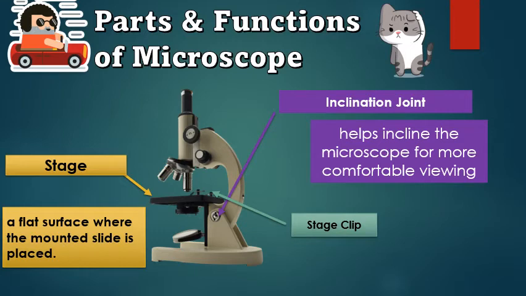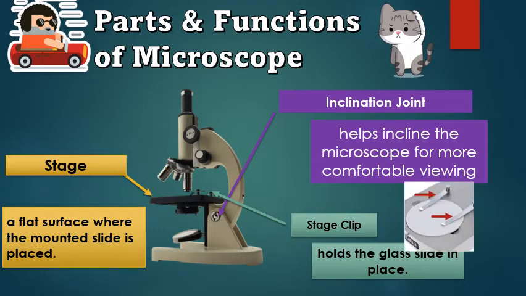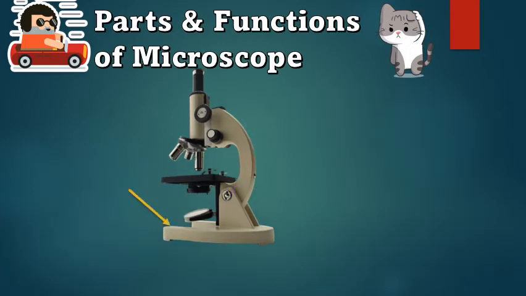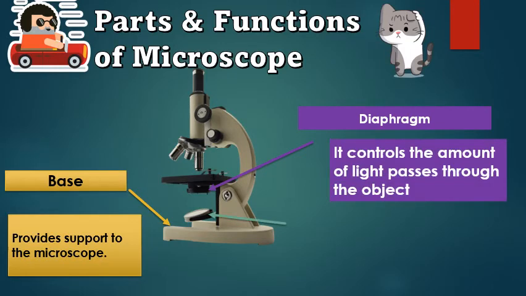Next, we have the stage clip. It holds the glass slide in place. This one is being pointed by a red arrow. Then we have the base. It provides support to our microscope. We also have the diaphragm. It controls the amount of light that passes through our object so that we can observe the specimen with the right amount of light.